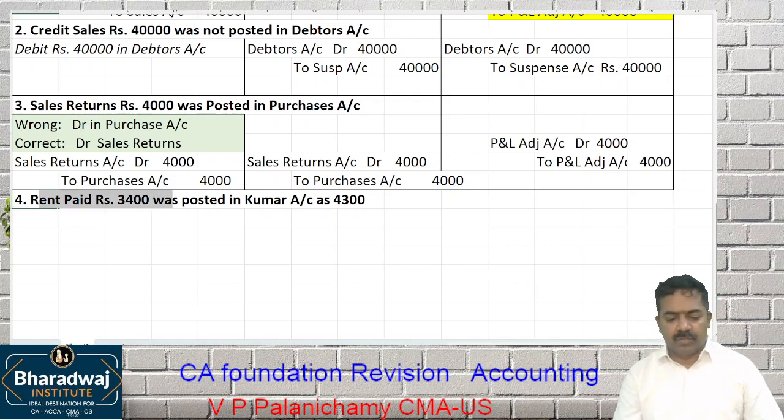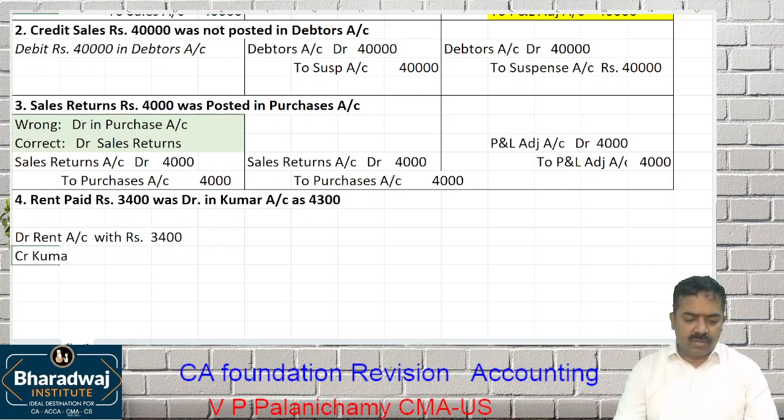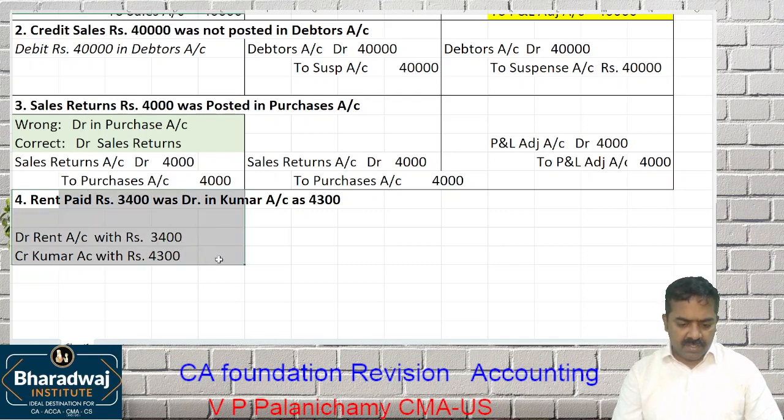Rent paid 3,400 was posted in Kumar account as 4,300, or rather it was debited in Kumar's account as 4,300. What should happen correctly? Debit rent account with rupees how much? 3,400. What went wrong? We debited in Kumar account. So how to rectify? Credit Kumar account with rupees 4,300. No suspense account. Before trial balance, you should not use which account? Suspense account. Suspense account should be opened only after trial balance.